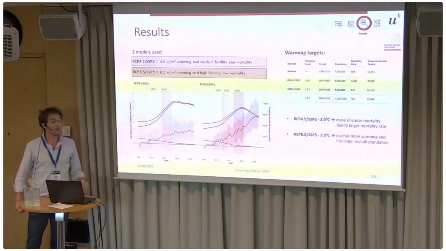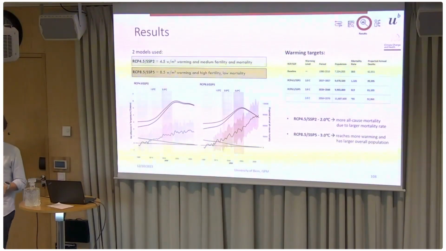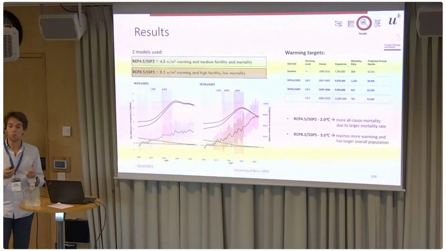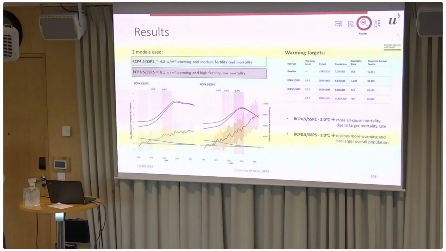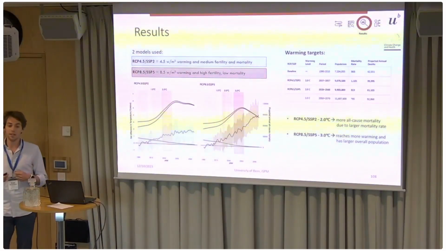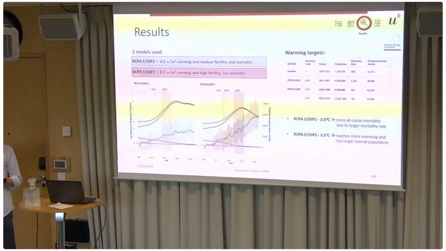So RCP 4.5, of course, reaches 1.5 and 2 degrees Celsius for a specific period, and RCP 8.5 also reaches 3 degrees of warming. Now, what is most interesting is actually that in RCP 4.5, we have a substantially smaller population compared to RCP 8.5. However, the mortality rate in RCP 4.5 is going to be much larger than in RCP 8.5. And then as a result, our yearly all-cause mortality will be higher in this scenario, which is important to explain the next findings.